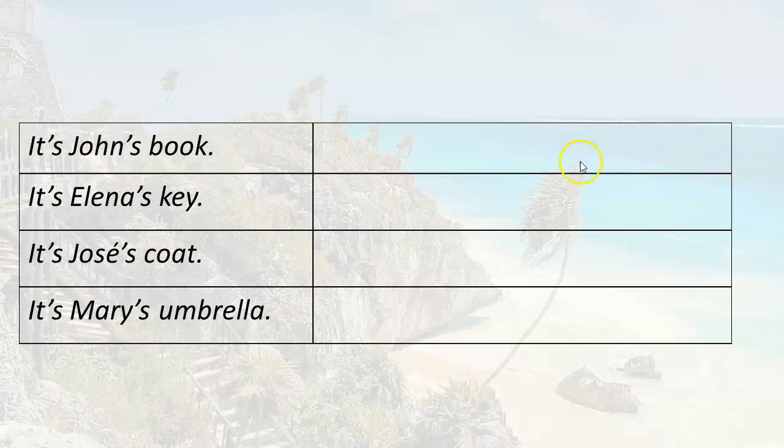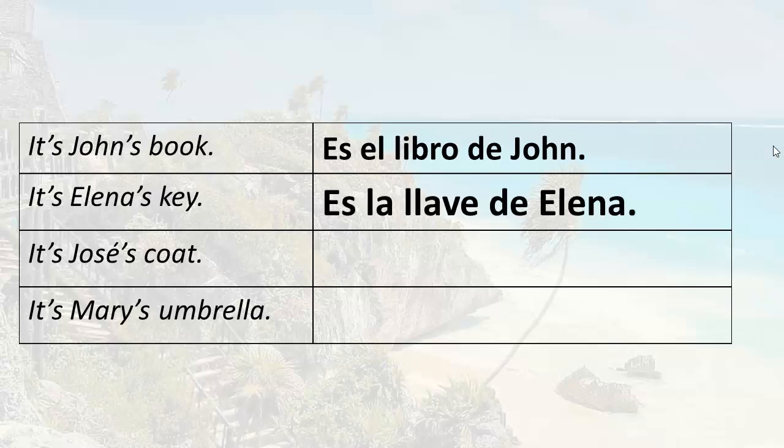To express the idea of possession as we do with an apostrophe S in English, we use a slightly different formula. If I want to say it's John's book, in Spanish I literally have to say it is the book of John. Es el libro de John. It's Elena's key. I literally have to say it is the key of Elena. Es la llave de Elena.